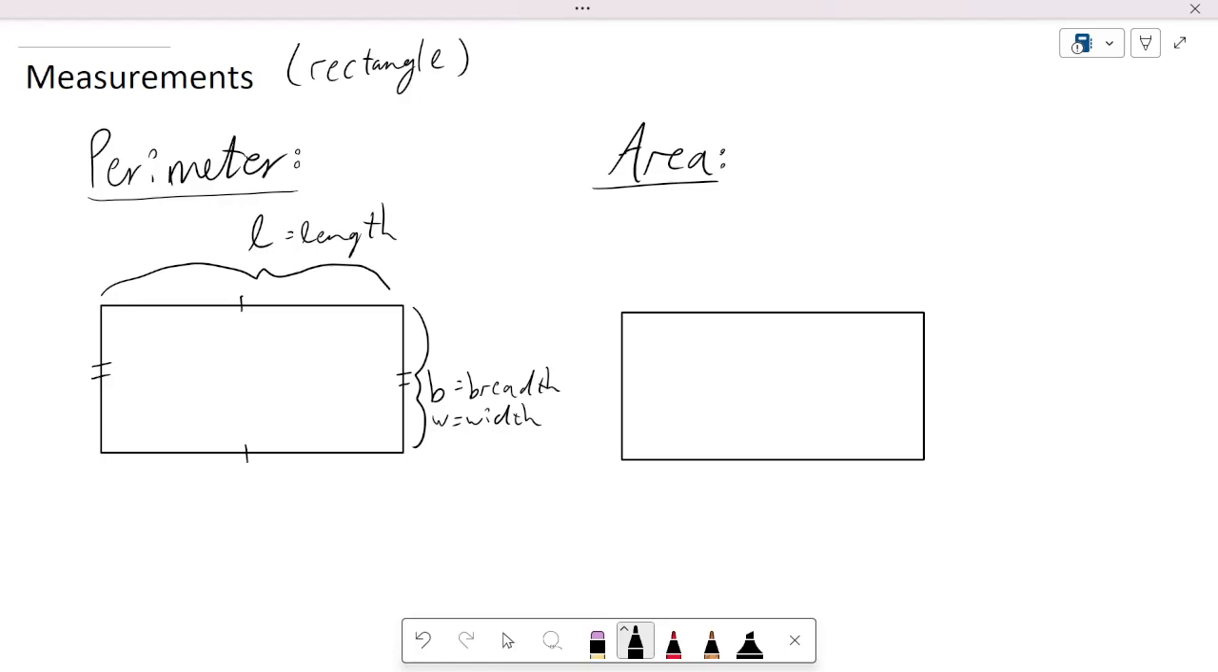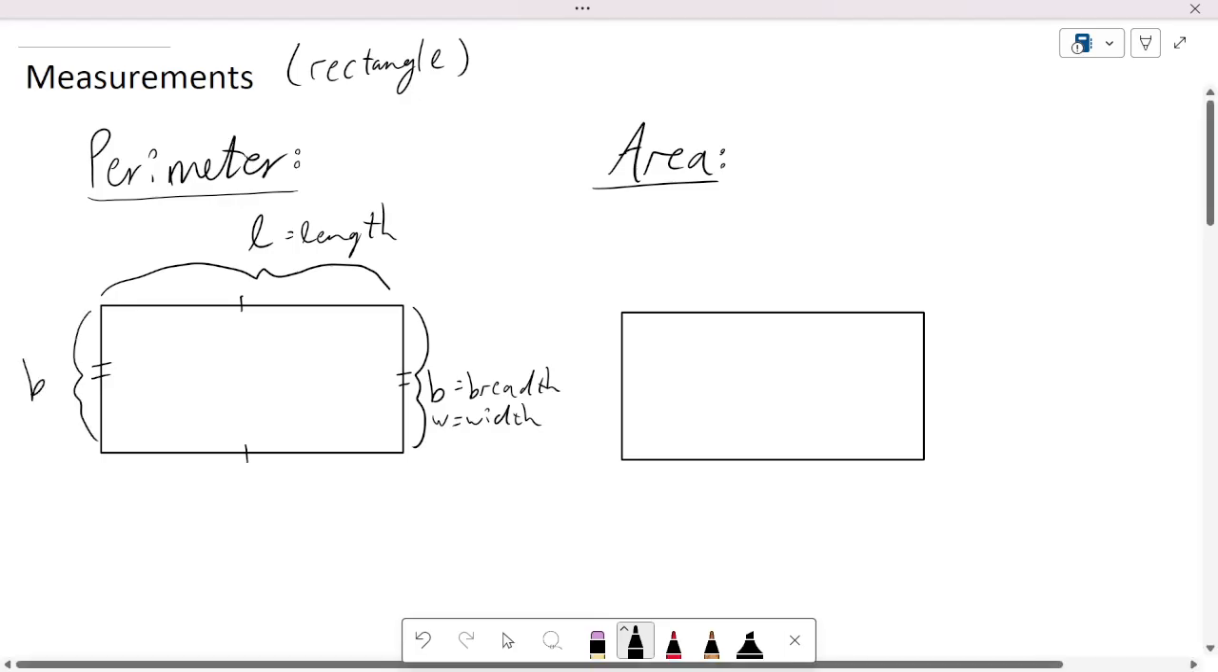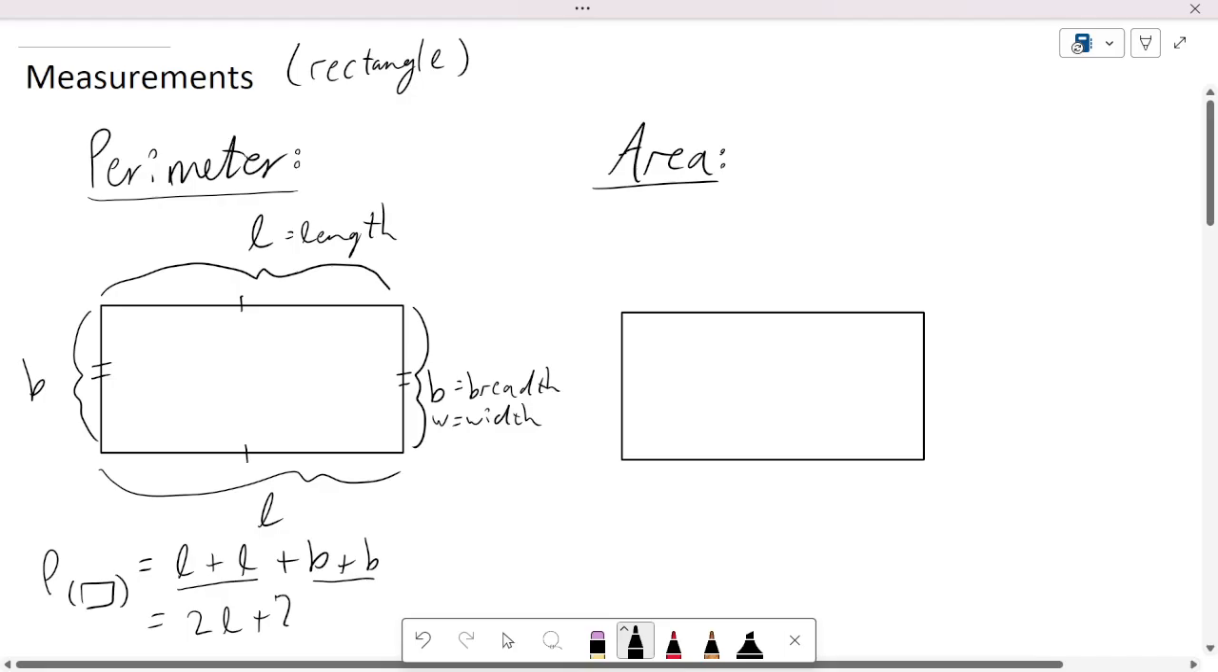So with the perimeter, I said we're going to add all the sides together. So let's just call this B for now, because most teachers would use this one, and this would be the length because of these equal sides here. Those are where the variables come from. So if we're looking at the perimeter of this rectangle, we would have the perimeter of the rectangle equals the length plus the breadth plus the length plus the breadth, which is basically all of the sides added together. And we have like terms here. We have L and L, and we have B and B. So it's 2L plus 2B.